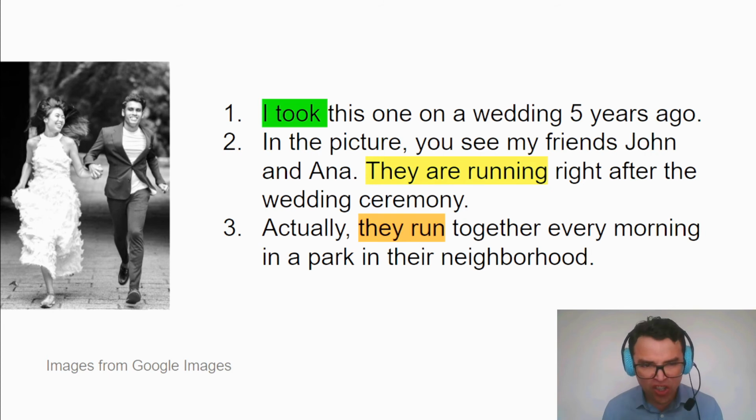How many ingredients or elements in the sentence? At the beginning, 2. The subject, they, and the verb, run. You don't need ing when you talk about facts or things that usually happen, okay? So, yellow, present continuous, subject, verb to be, ing. Orange, simple present, to refer to facts or habits or routines. 2 elements, subject and verb, no ing.